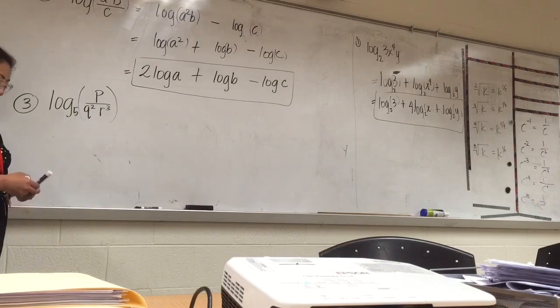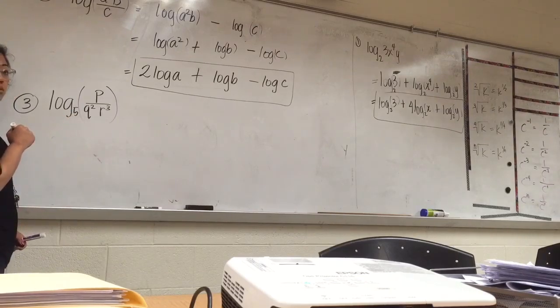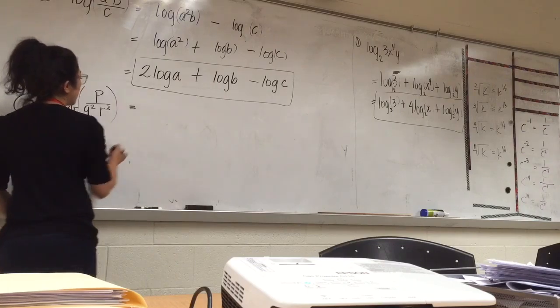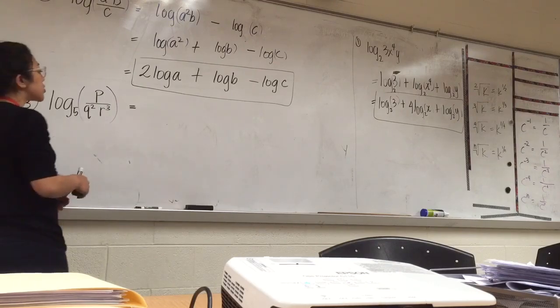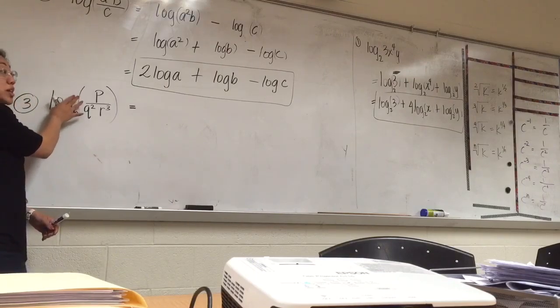The log base 5 of P... I messed up. Well, which property are you wanting to use first? The division one, the quotient one. So you're trying to separate numerator and denominator. That's a good thing to start with.